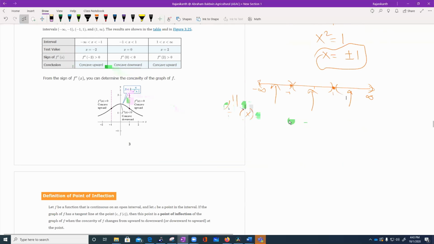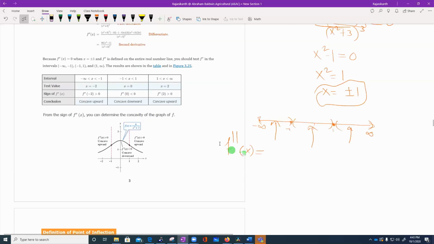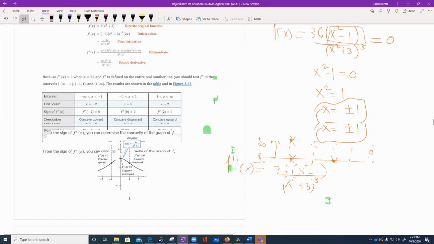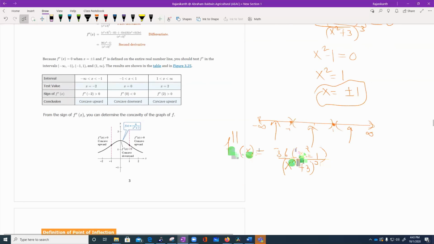So first of all, you write down here your second derivative function. Remember, this was my second derivative function, right? 36x squared minus 1 over (x squared plus 3) raised to power 3. So this is your second derivative function. Now you have to plug in your test value into this function and check the sign.